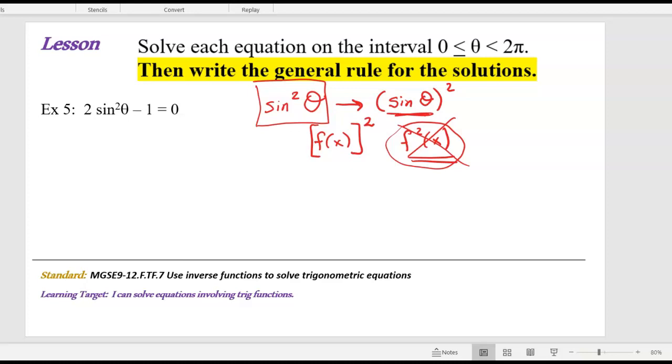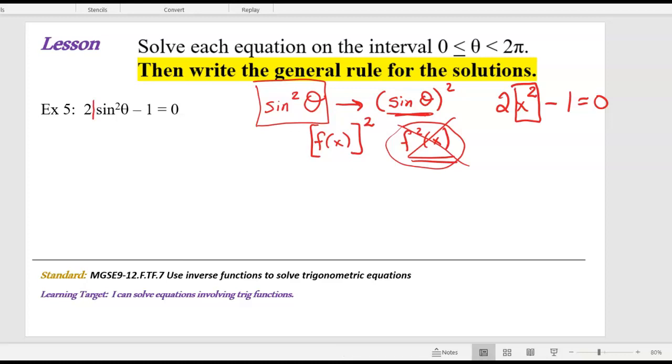Okay? So this equation is basically like a quadratic equation. It's similar to 2x squared minus 1 equals 0. If you were going to solve this equation, you would get x squared by itself, and then you would take the square root of both sides to solve for x. We're going to do the same thing when we see sine squared of theta, tangent squared of theta, cosine squared of theta. Okay, so let's solve this.